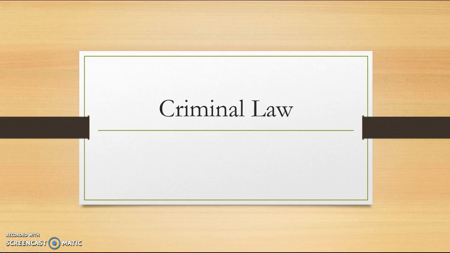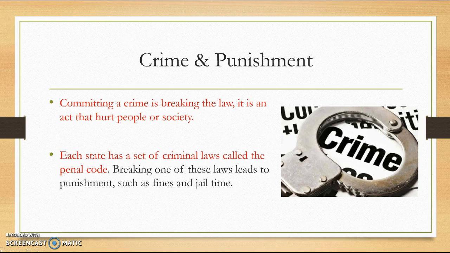In this episode, we're going to look at criminal law procedures. But first, let's talk about what we mean by crime. Crime is when a law is broken, and it's an act that hurts people or society. Each state has its own set of penal codes. These are criminal laws. Breaking one of these laws leads to a punishment.